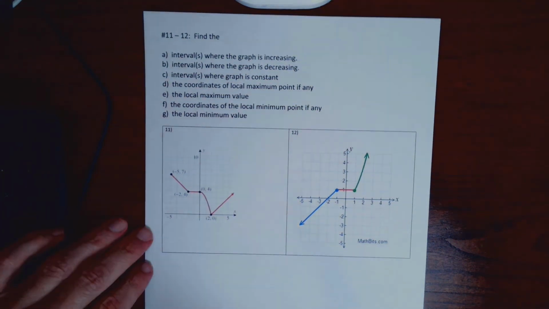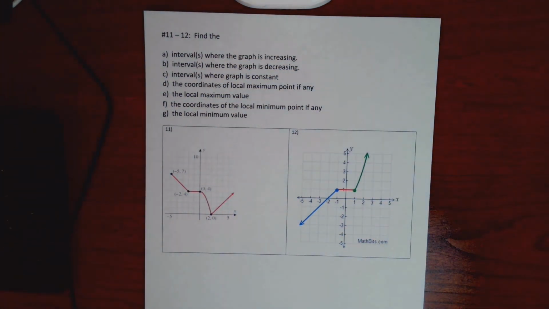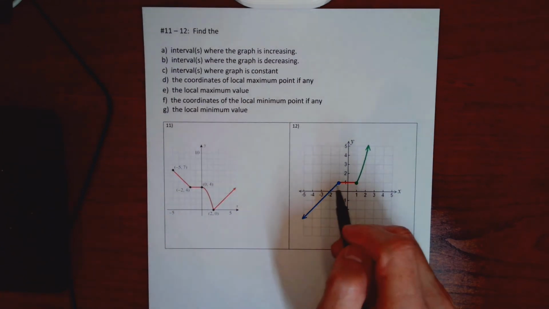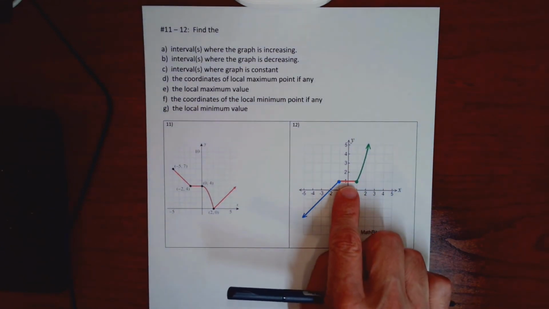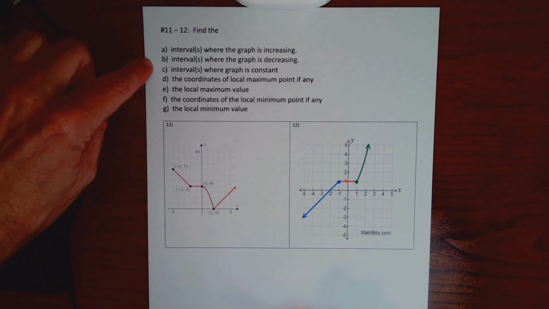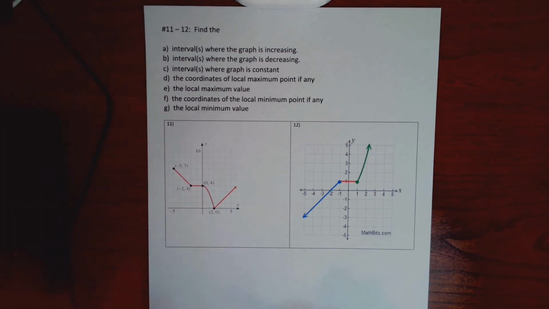One more concept, and it's an interval where a graph is constant. A graph is constant if it's not going up or down, and in problem 12, this middle interval drawn in red is a constant interval. So I want to describe where the graph is increasing, where the graph is decreasing, and now where the graph is constant, and then maximum and minimum points the best I can.